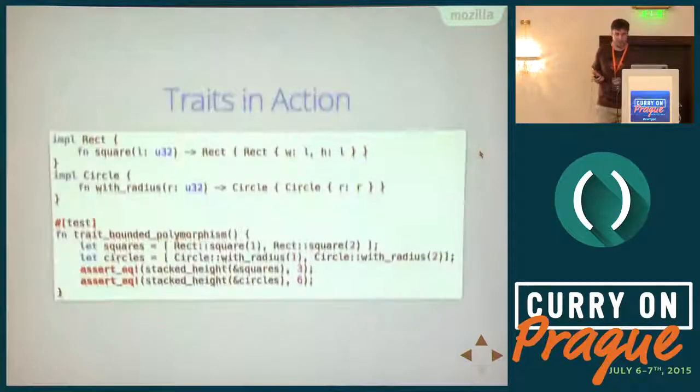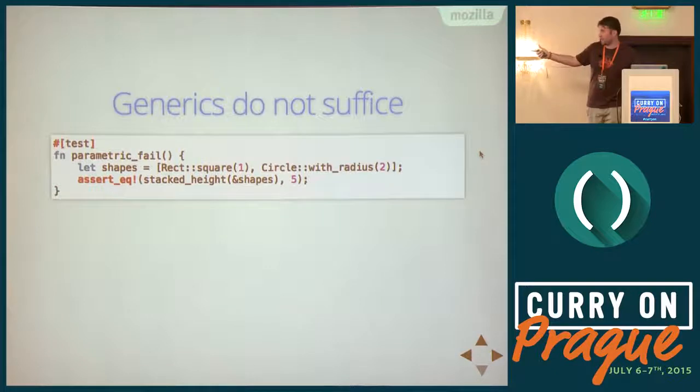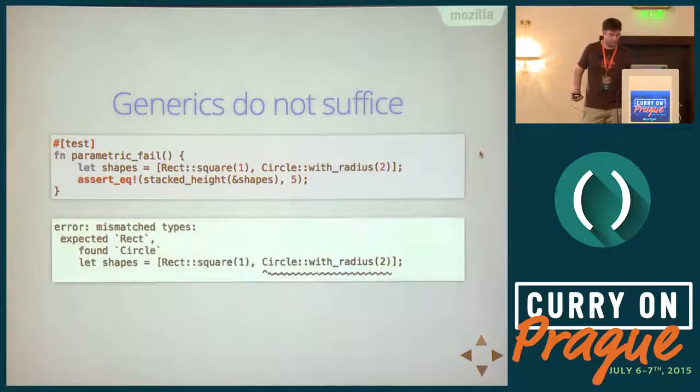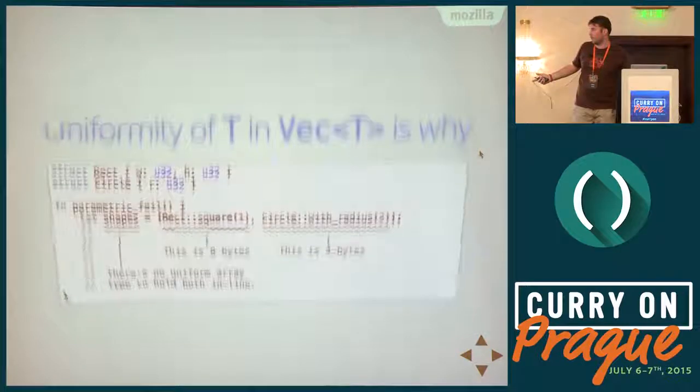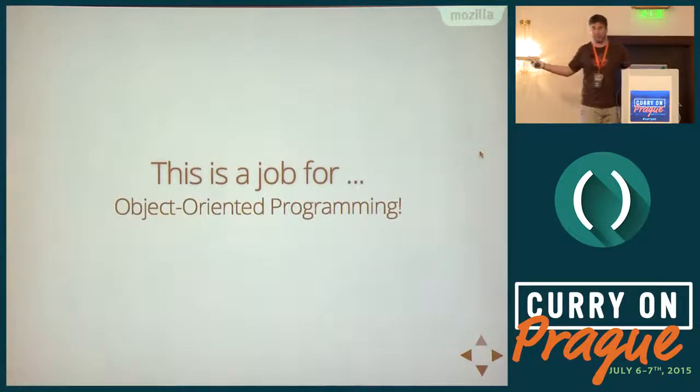The interesting thing is that that kind of programming doesn't suffice in all cases. In particular, if you have a mix of things in an array, where you have both a rect struct and a circle struct, you can't mix those things into a parametric array where all the types have to be the same. That doesn't work because they need to be the same type all the way through. It has to be uniform. So the crucial thing is you need object-oriented programming. You need to be able to actually have virtual dispatch.